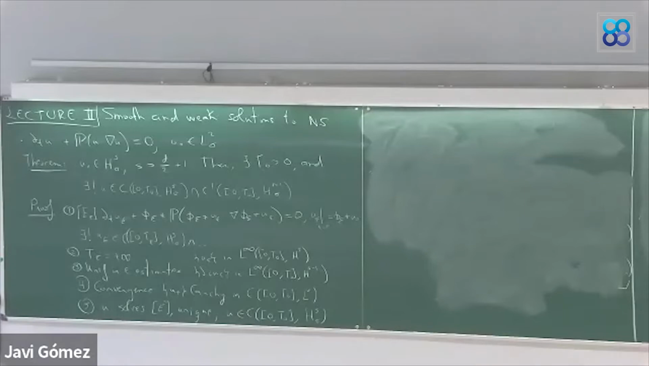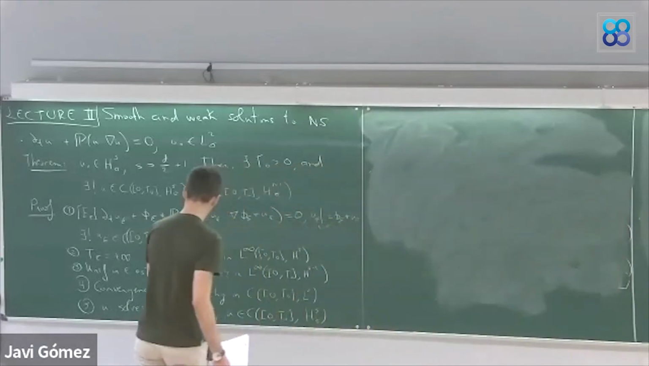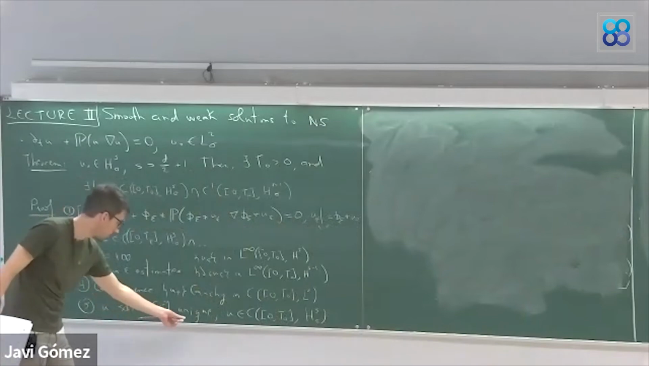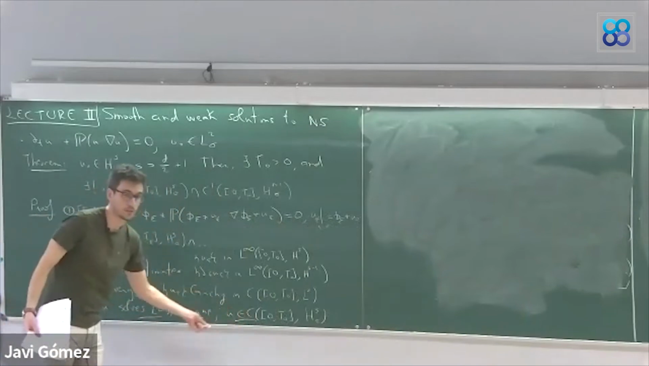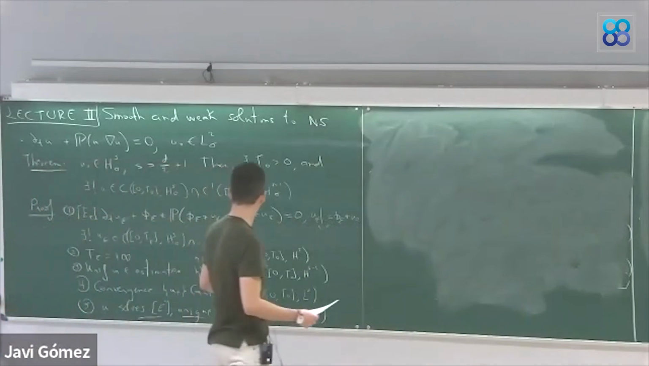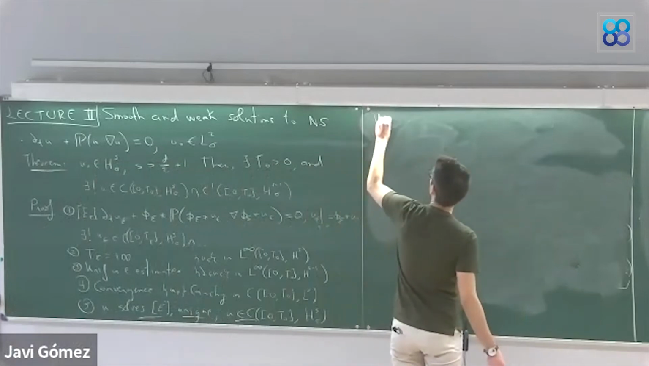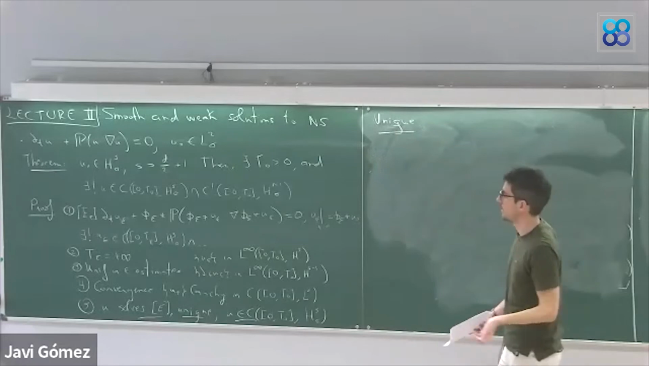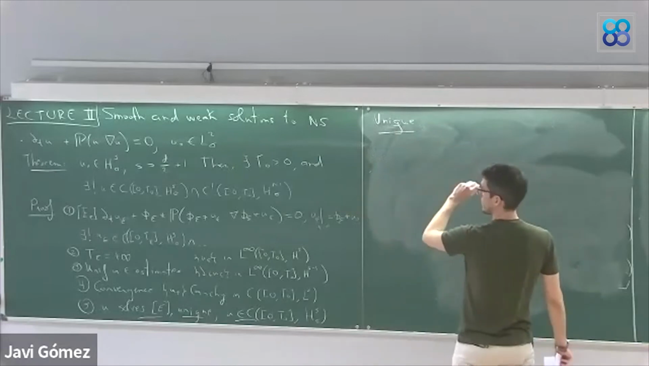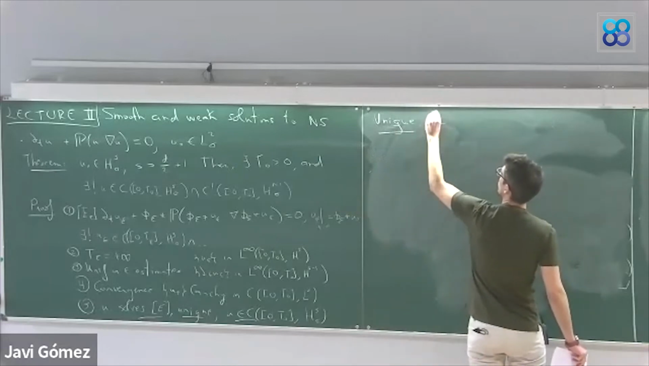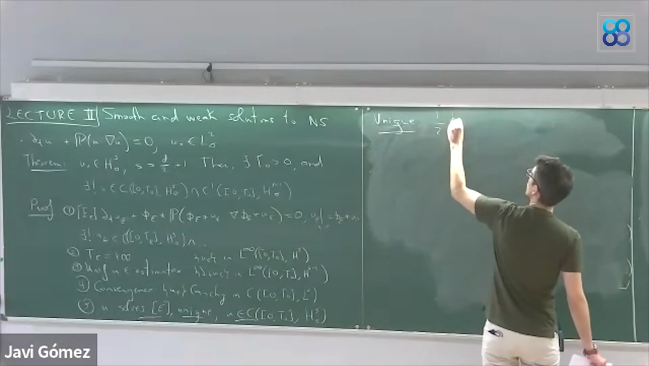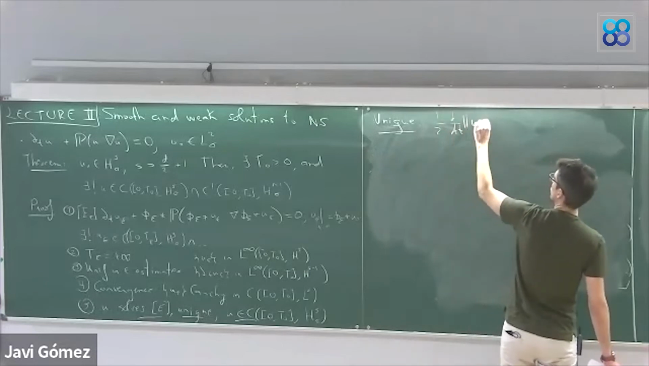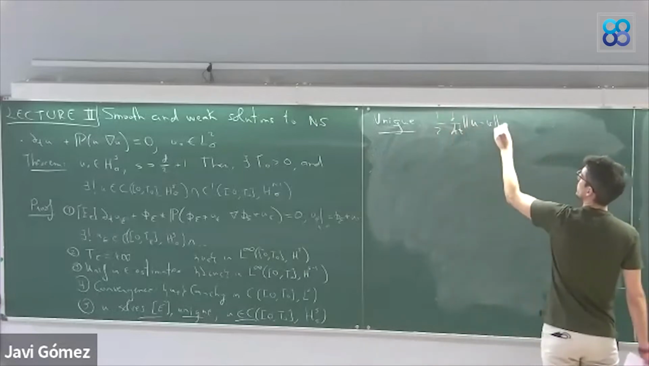Okay, so we are almost done. We have finished this part here. We need to prove that it's unique and that it's continuous in the high norm. That it's unique is very, very easy. Just take the L2 inner product and we obtain. So take two solutions, U and V, with the same initial data.